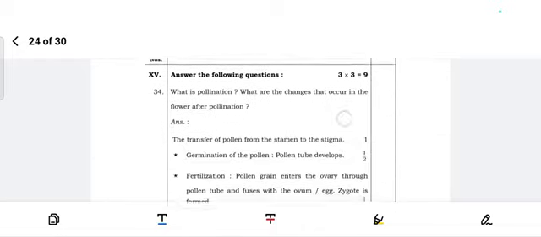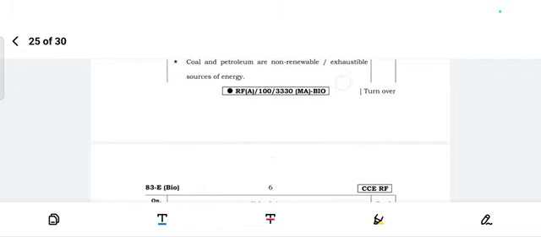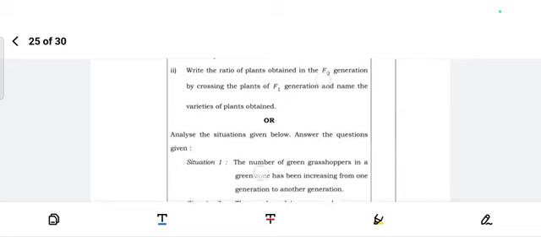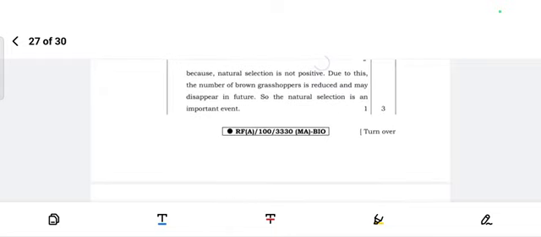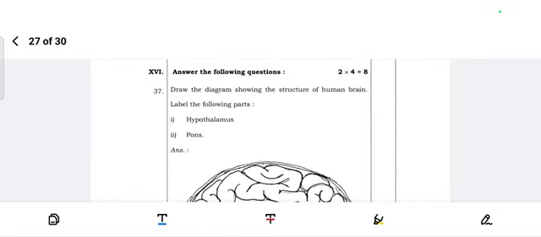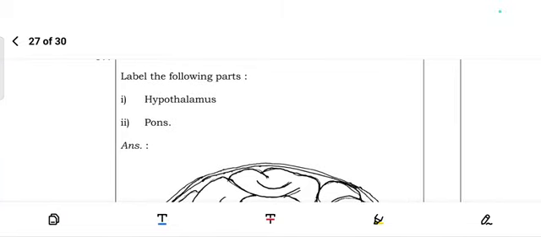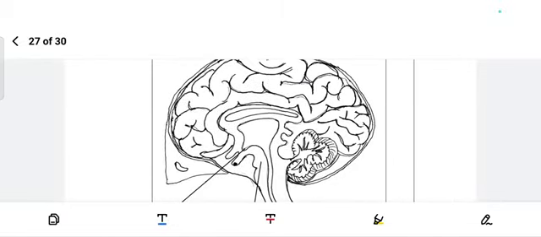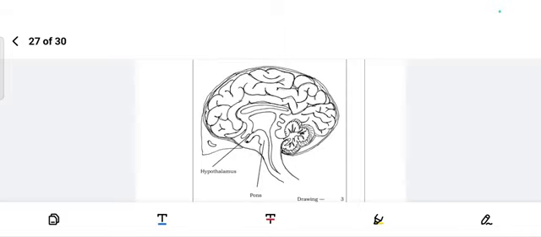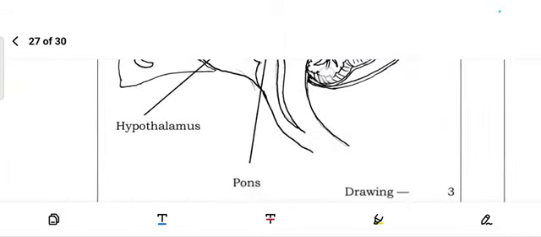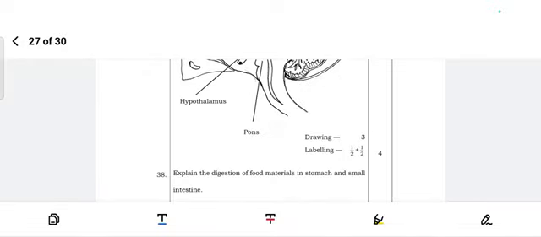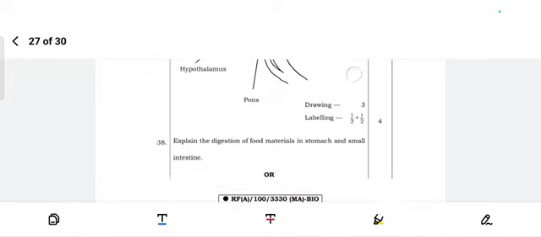Then come to the next question from Life Processes. Next is, draw the diagram showing the structure of the human brain. Label the following parts. This carries 4 marks. So hypothalamus and pons we have to mark. So this is a diagram of the brain. Marking is hypothalamus, this is hypothalamus, then this is pons. You have to mark. Drawing carries 3 marks and labeling half a mark. You will get 4 marks for that.